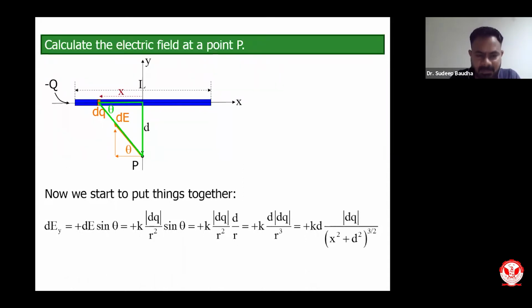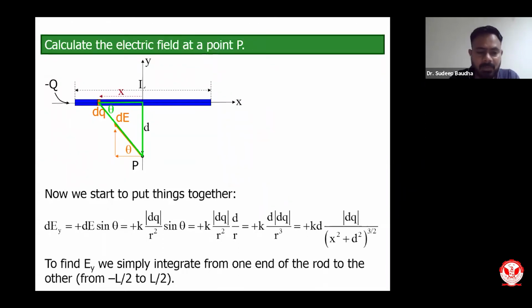So dEy is the y component of dE, and the x component will be 0 because of symmetry. So dEy will give you the value k d dq upon (x square plus d square) to the power 3 by 2. I hope till here it's very clear. We are able to find the y component of dE, that is dEy, and the x component will be 0.